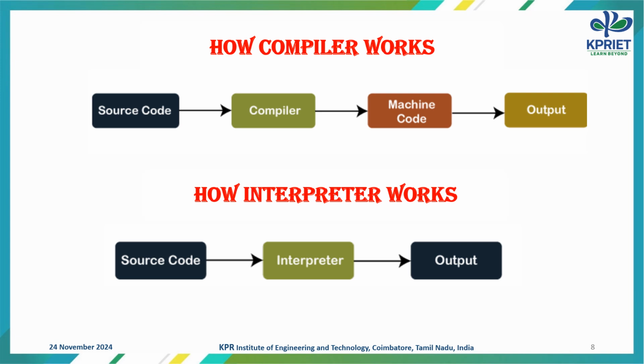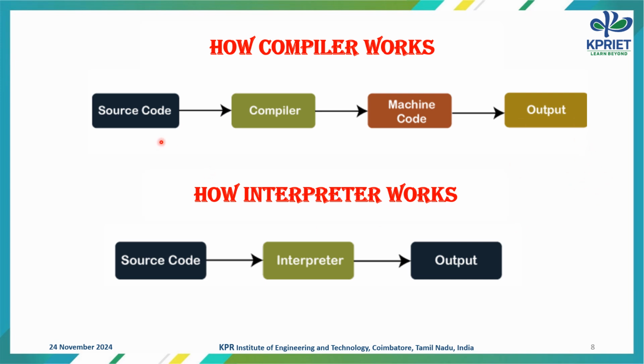Actually, a computer program exists in a high level programming language that humans can easily understand. The machine cannot understand that high level language. So we have to convert the human level, high level language into machine level language. That's the work of the compiler and interpreter. The compiler acts as a translator. It takes the input, the source code, and produces an output in a low level language, that is machine or assembly level language.